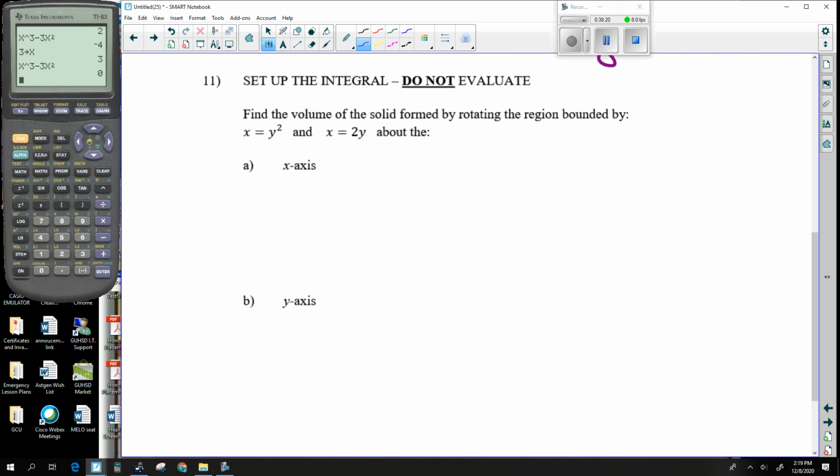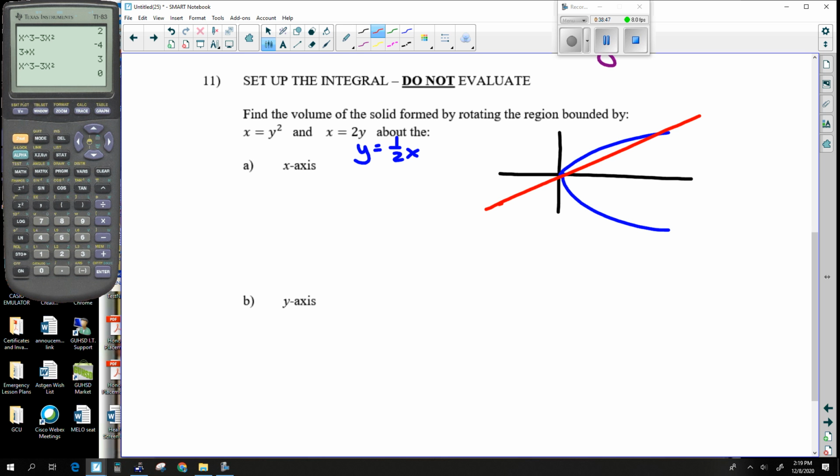Okay, set up the integral. Do not evaluate the volume that is rotated. Okay, so let's take a look at our picture. Let's understand what the heck is going on here. So we have y squared, which is a sideways parabola, and x is equal to 2y. So y is equal to 1/2 x, something like that.